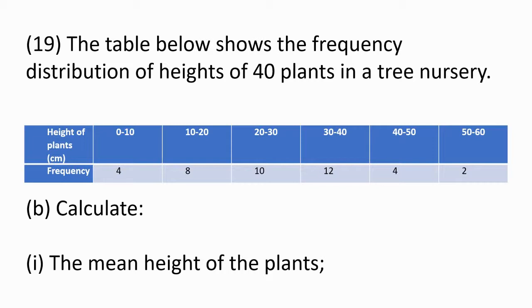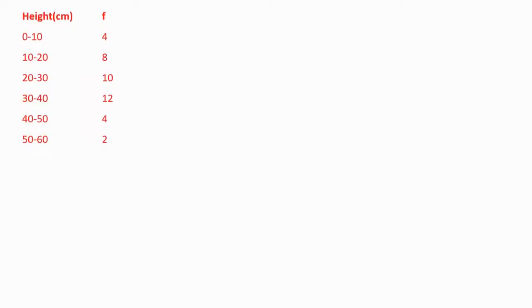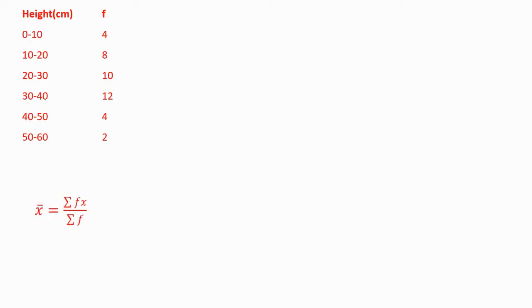Part B1, calculate the mean height of the plants. This is the table, and we've been asked to find the mean height of the plant. And for grouped data, the formula for obtaining mean is the summation of f of x divided by the summation of f, where f is the frequency and x is the midpoint of the classes of the grouped data. So we need to find the x's.